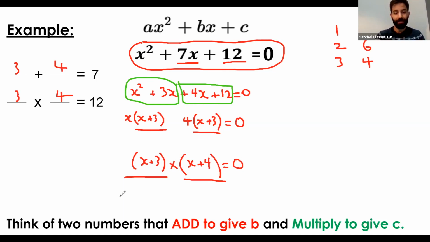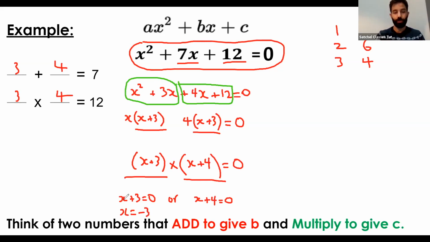So we can say either x plus 3 is equal to 0, or x plus 4 is equal to 0. So we're just trying to find the values of x. Therefore, if x plus 3 is equal to 0, x has to be equal to minus 3.